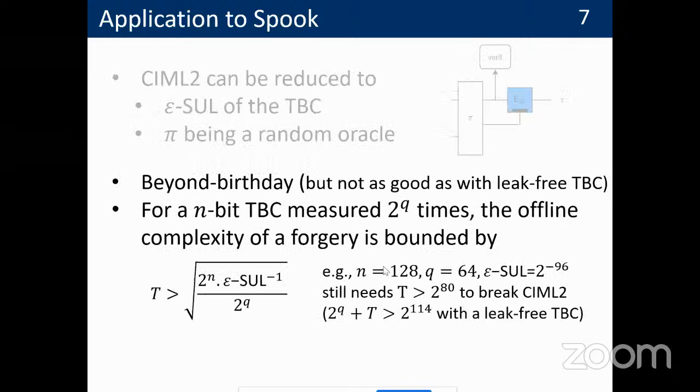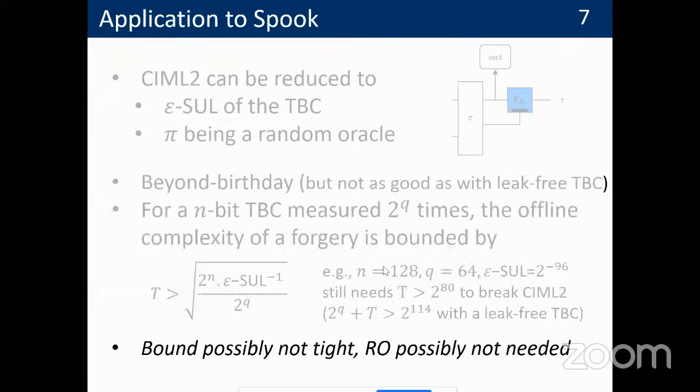I will not have time to detail the bounds, but essentially the bounds are still good. They are still beyond birthday, but they are worse than with the leak-free tweakable block cipher. And what's interesting is we think this bound is possibly not tight and the random oracle is possibly not needed. So we think there are nice open problems to look at there.